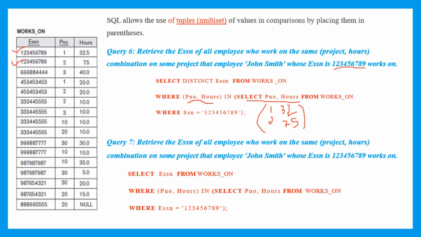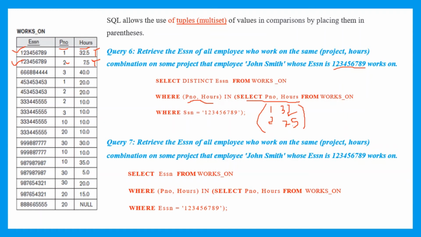From WORKS_ON where project number and hours. Now the outermost query selects project number and hours. The project number is 1 and hours is 32.5. That 1 and 32.5 is checked in the innermost query. Is it there or not? Yes, it is there, 1 and 32.5. So this row has been selected. Next, project number 2 and 7.5. Project number 2 and 7.5 is compared with the result of the innermost query. It is also there. Again this is true.